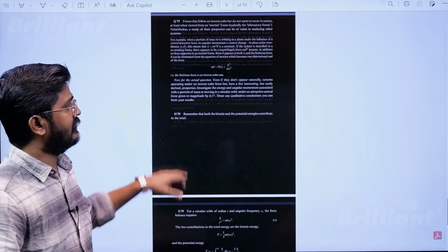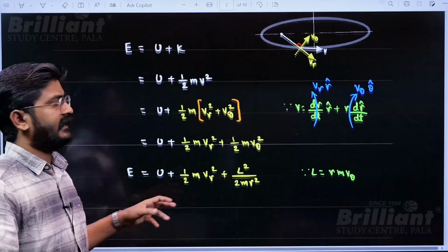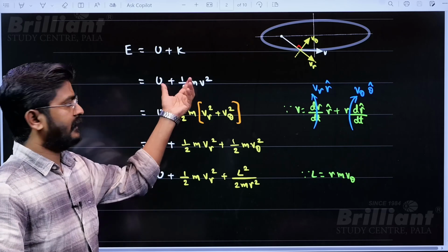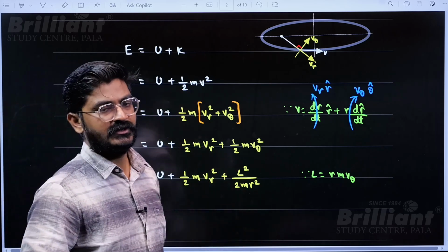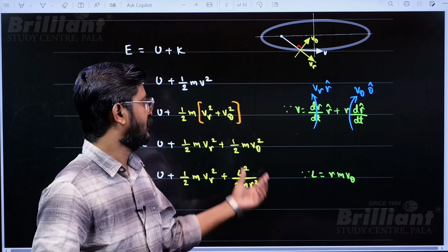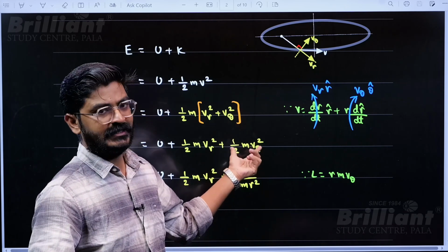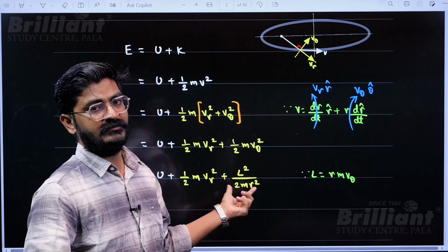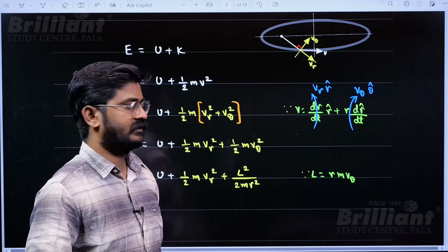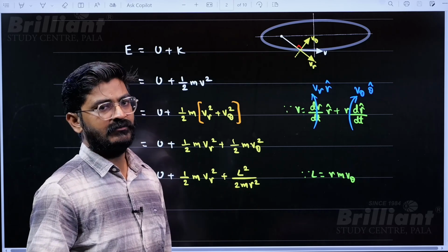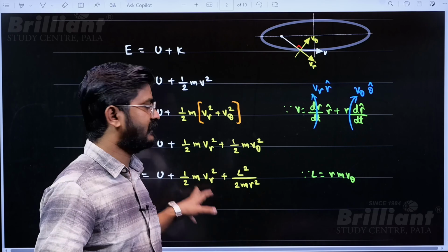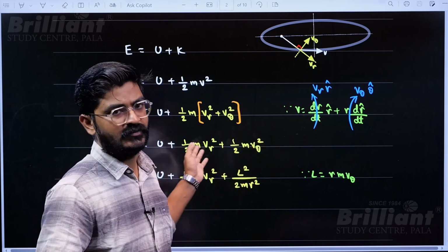So essentially what we did is we expanded the kinetic energy and got three terms. As it is a central force, we can write this kinetic energy in terms of angular momentum, where angular momentum is a constant. So for a given angular momentum, you can convert this entire question into a one dimension problem, right?